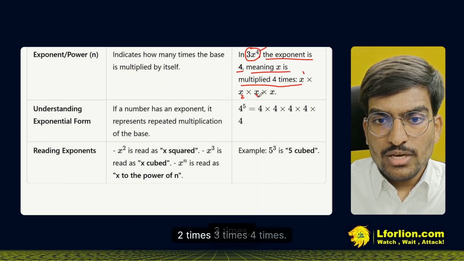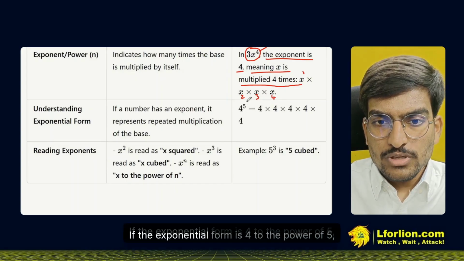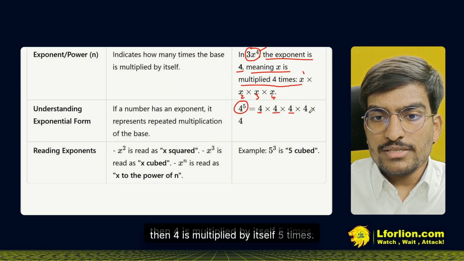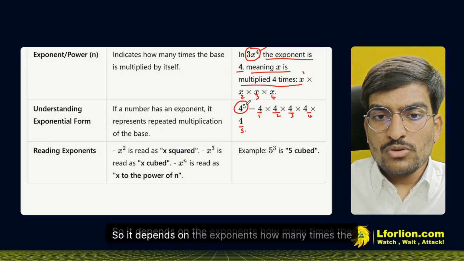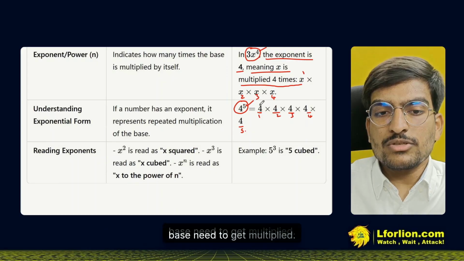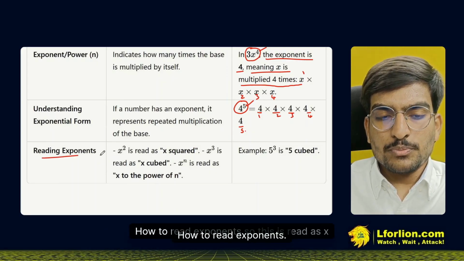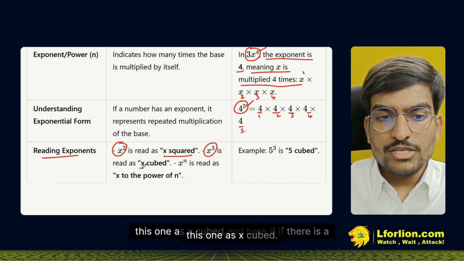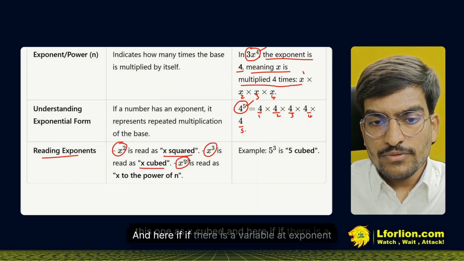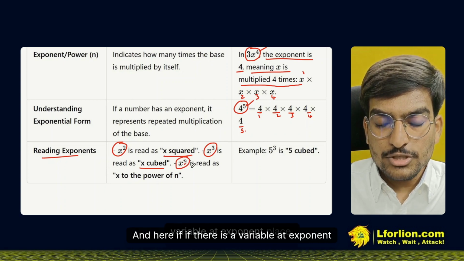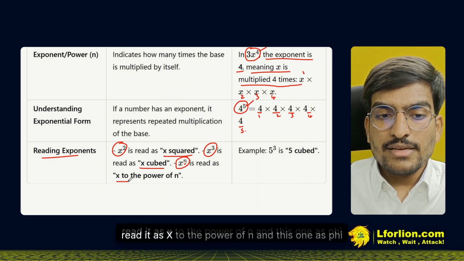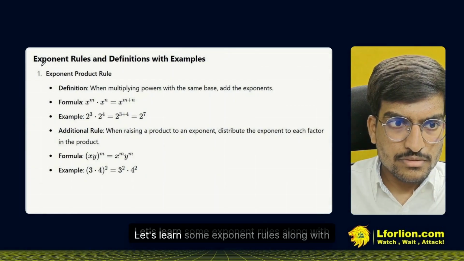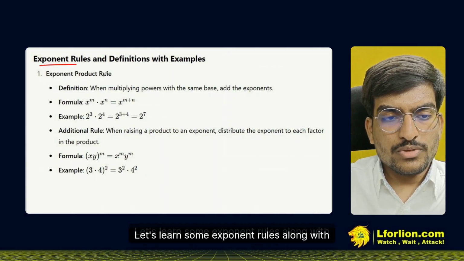1 time, 2 times, 3 times, 4 times. If the exponential form is 4 to the power of 5, then 4 is multiplied by itself 5 times. So it depends on the exponent, how many times the base needs to get multiplied. How to read exponents? This is read as x squared, this one as x cubed, and if there is a variable at the exponent place, read it as x to the power of n, and this one as 5 cubed.